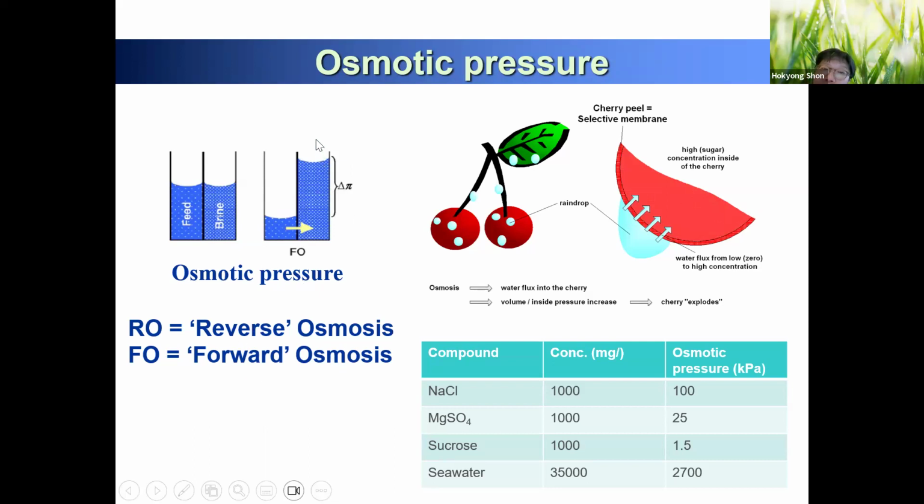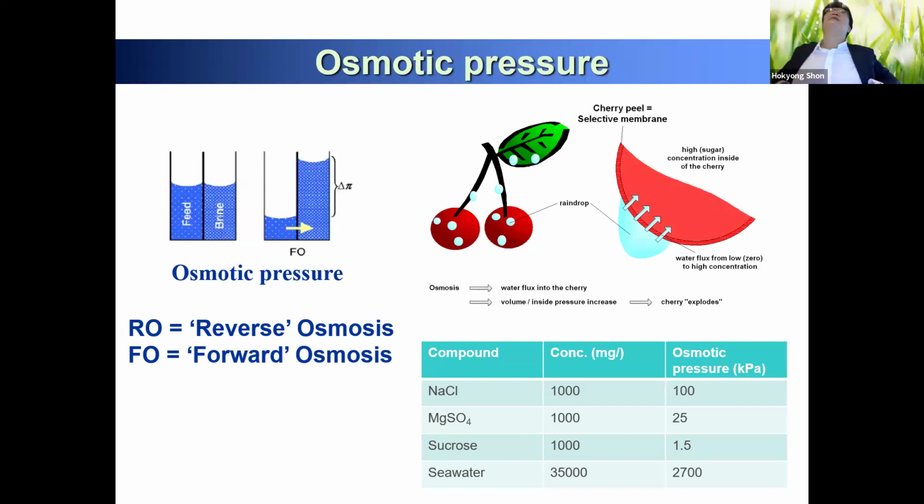Reverse osmosis means you pressurize the high concentration side, like seawater, and you push back, and water molecules will pass through to this side, the low concentration side, which means the permeate. So that's what we call reverse osmosis. Forward osmosis is just naturally occurring. So let's think about where forward osmosis is in nature.